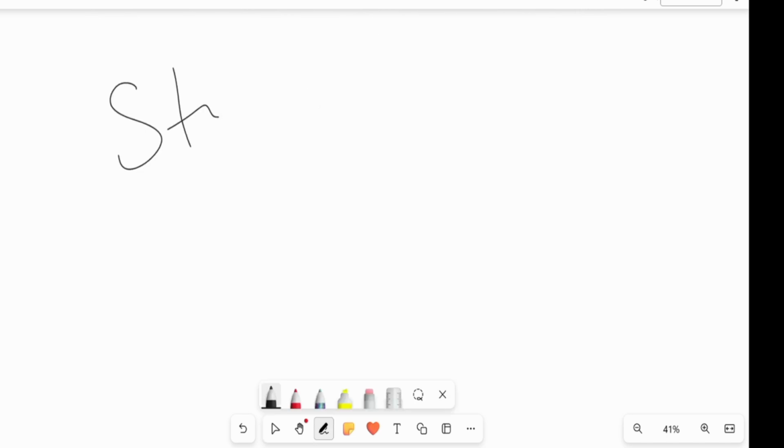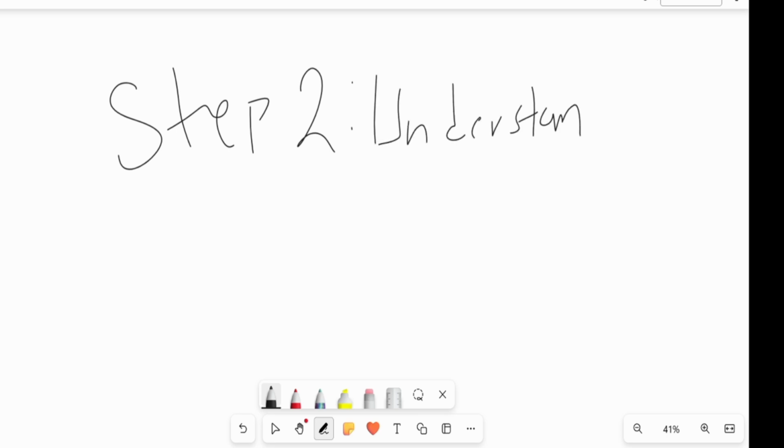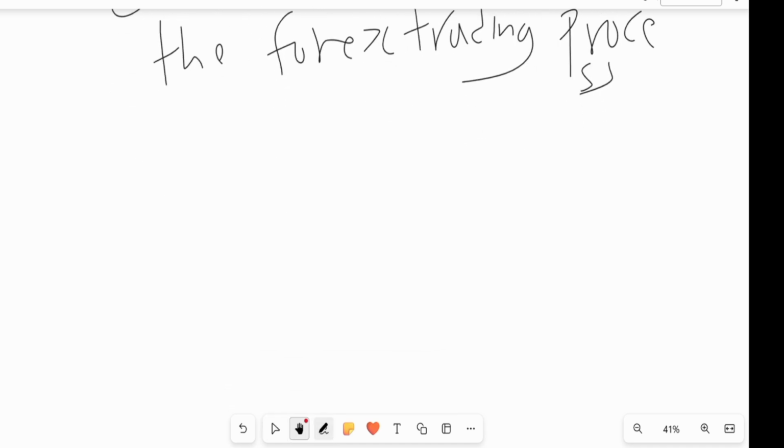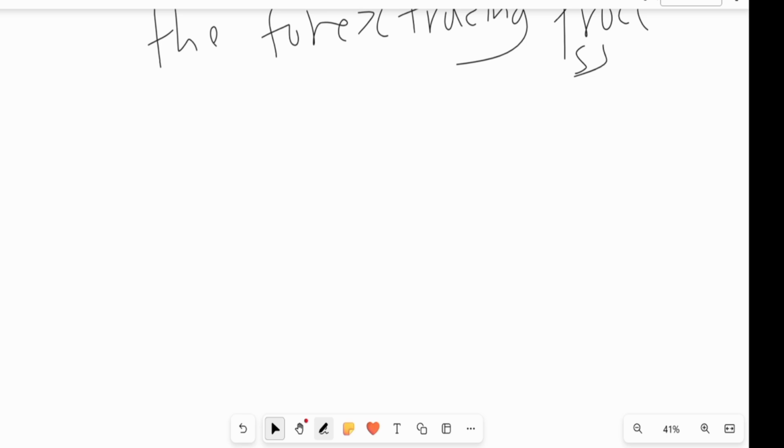Step number 2, I hope you are taking notes, guys. Step number 2, understanding the Forex trading process. You need to understand the Forex trading process. To make money in Forex, here is how the process works.